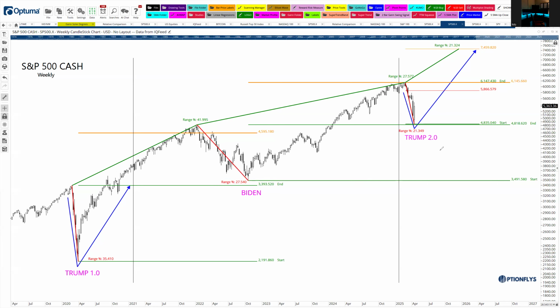I'm a 100% buyer in this market on any dip. Now, how is this thing going? 35% drop, 27% drop, and 21% drop. These drops are getting smaller and smaller, and the range is not getting bigger than the previous one. That tells you what? The trend continues to the upside.